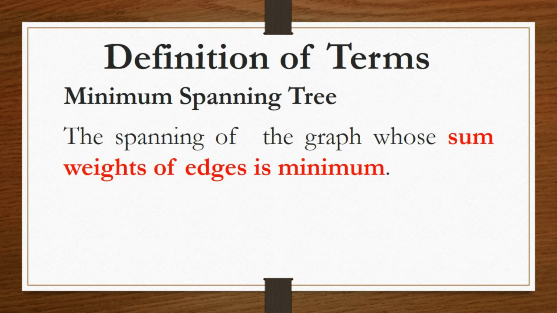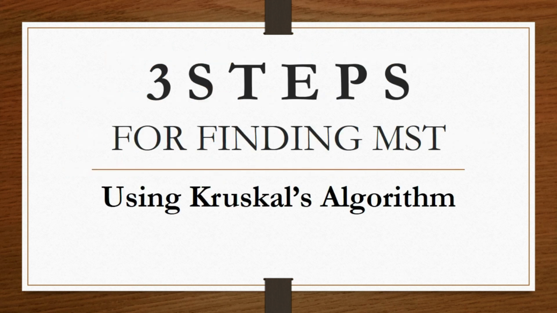Another term in dealing with this spanning tree is finding the minimum spanning tree, in which, according to the definition, the spanning of the graph whose sum weights of edges is minimum. Anong ibig sabihin? Hahanapin daw natin yung minimal cost, in which tinutukoy dito yung total weights of edges from each vertices. For us to successfully find the minimum spanning tree, we're going to use Kruskal's algorithm, the 3 steps for finding the minimal or minimum spanning tree.